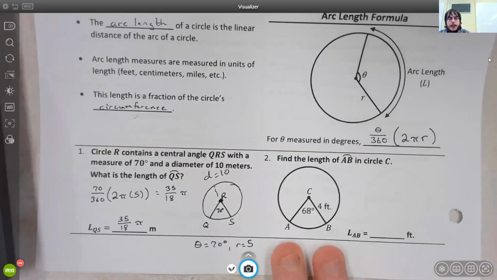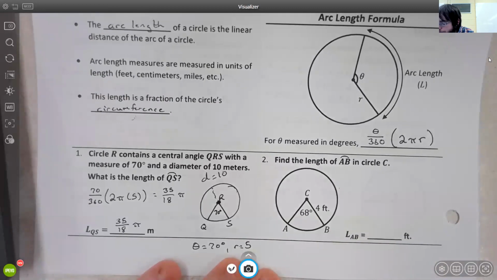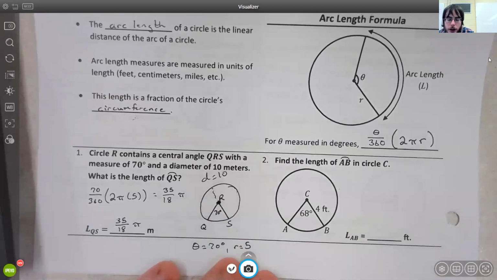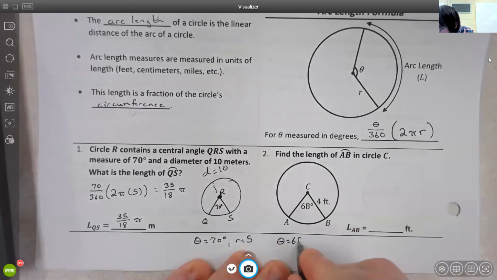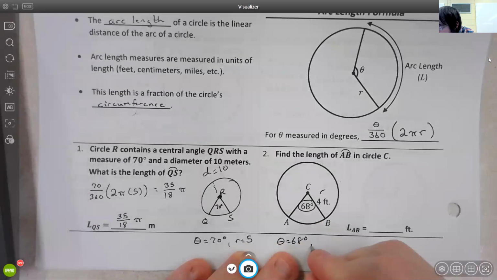Number 2, find the length of arc AB. This will be the last problem that we do here. And you'll see this is remarkably similar, except we don't have to draw the picture. So we need our theta and radius. And you'll see that your theta is equal to 68 degrees here. This is your central angle. And your radius is equal to 4.